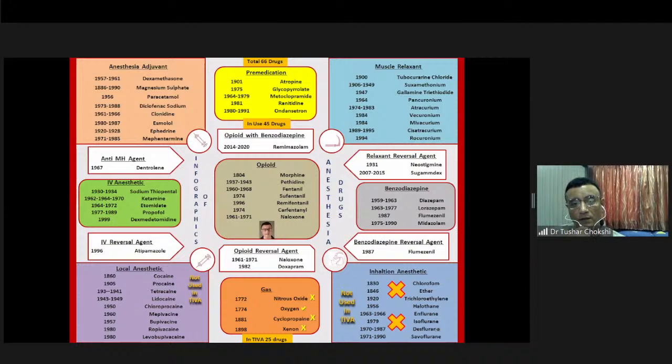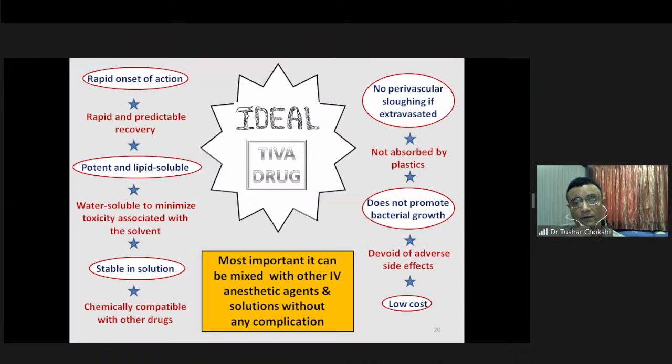Out of that, we are using 45 drugs in our practice, including inhalation agent, local anesthetic agent, but we have a chance to use TIVA drugs, almost all TIVA drugs in our OT, and there are more than 25 drugs in our weapon. So what is ideal in TIVA drug?